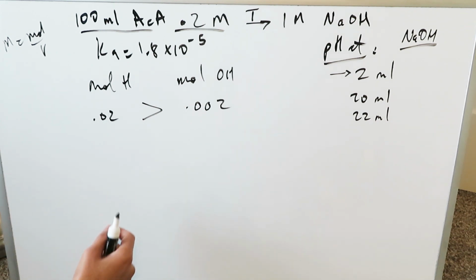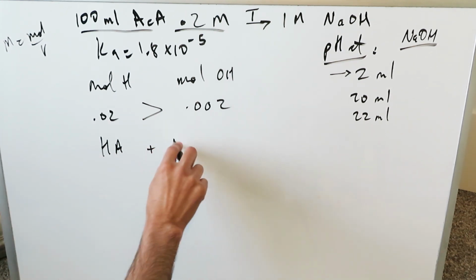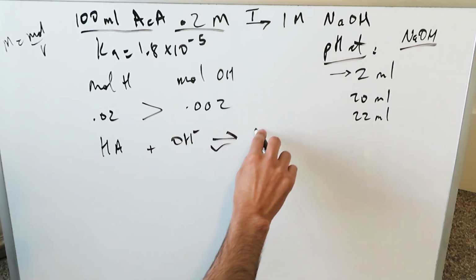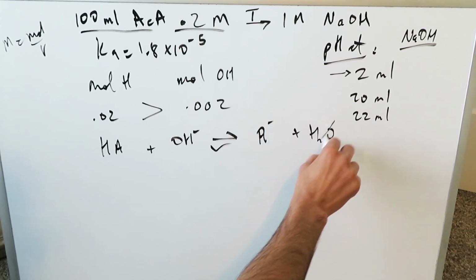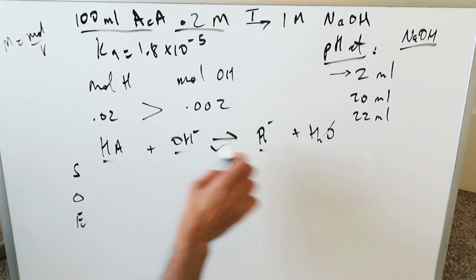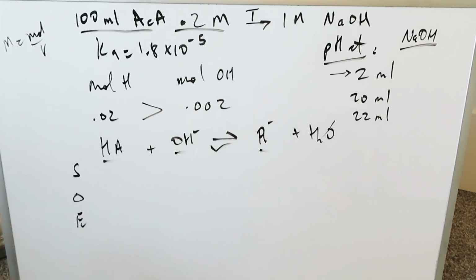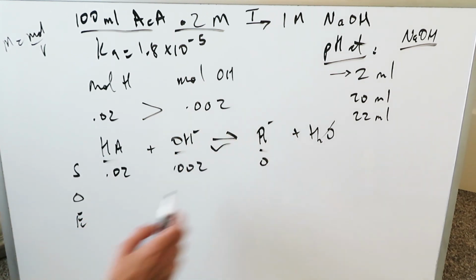Your equation will be this. Because you do have base over here, you will have to write this: HA, your weak acid, plus your base, OH minus, gives a conjugate base, which will develop, and water. Water is irrelevant, so you keep that out. But look, you can do start, change, and end. What are you starting with here? These items you just determined: 0.02 moles, 0.002 moles, 0 moles.